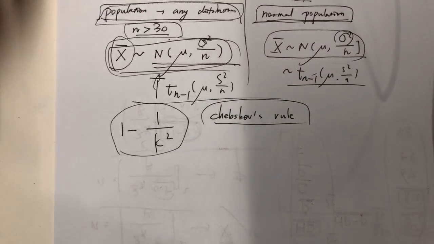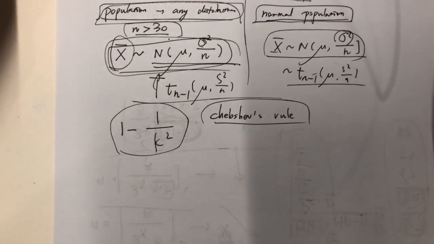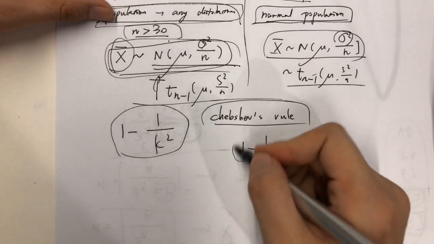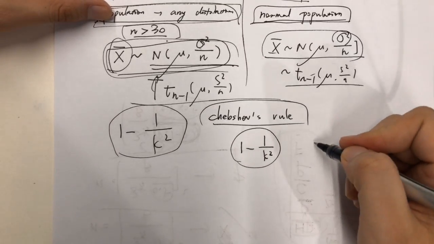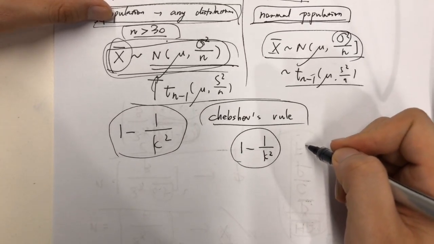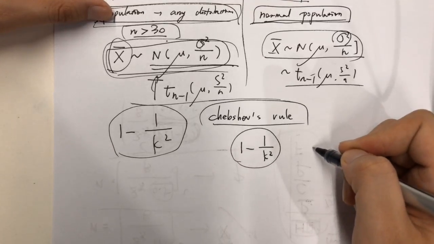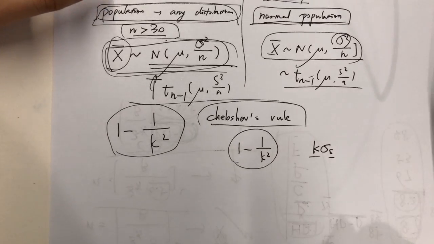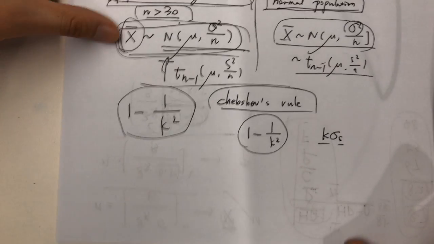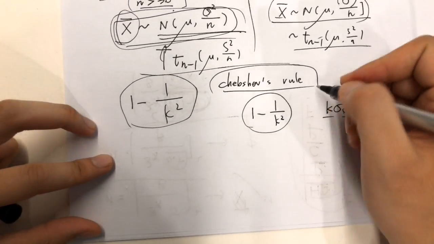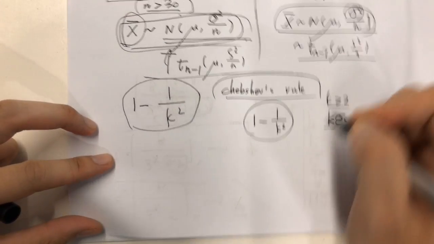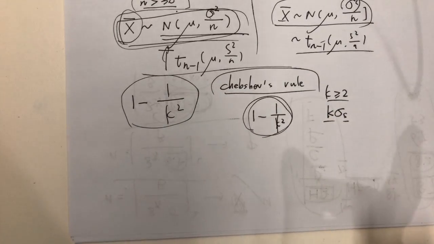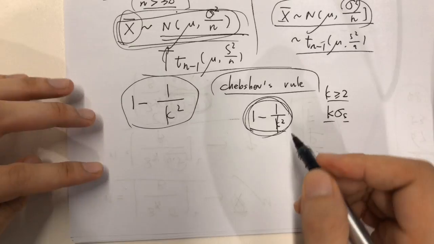All right, so for Chebyshev's rule, or inequality, it is basically telling us that at least this many percent of the data will fall within any distribution, with k sigmas. This requires k to be greater than or equal to 2, because if k equals 1, it doesn't make sense, right? But it means at least, so at least 0 is at least 0, right?